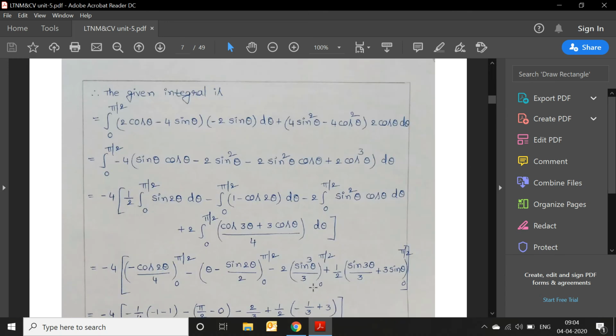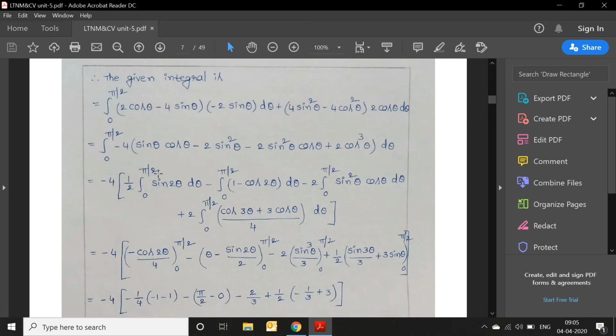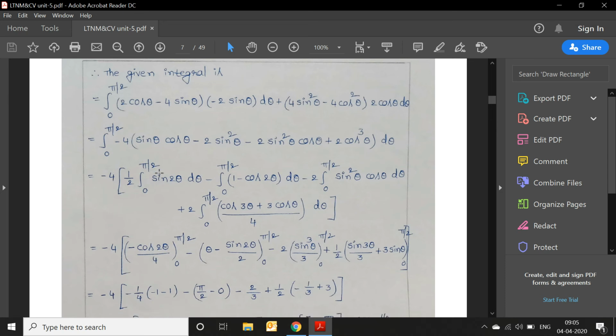Next, we have to substitute all the values in the given equation: integral 0 to pi by 2 of (2 cos theta minus 4 sin theta) into dx, which is minus 2 sin theta d theta, plus (4 sin squared theta minus 4 cos squared theta), dy is 2 cos theta d theta. After simplification, we get minus 4 common and write the integration of each and every term separately, that is 0 to pi by 2 sin 2 theta. Here you can write 2 sin theta cos theta is equal to sin 2 theta, 4 is a common value, so that's why we can write it outside.